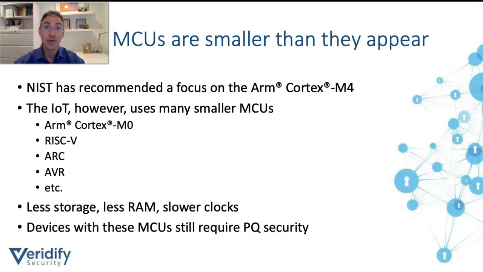Just as a list of some of them that we've seen is the ARM Cortex-M0 and M3. There's the RISC-V family of processors. There's the ARC family of processors, the AVR family of processors, and the list goes on and on and on. All these processors are very small, many of them smaller than the M4. They have less storage, less RAM, and slower clocks. However, these devices, using these other MCUs, they still require post-quantum security. They're still being used in devices that require security, and if we don't support them, then we're going to have an Internet of Things with no security.